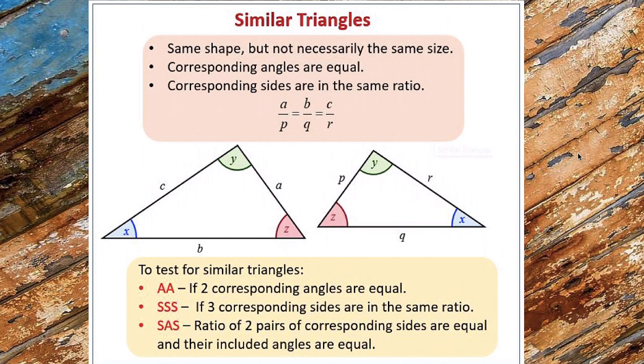Things that you have when you have similar triangles, they are the same shape but not necessarily the same size. They have corresponding angles that are equal to each other and corresponding sides that are in the same ratio.